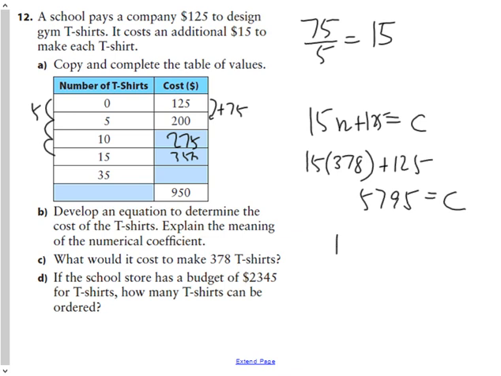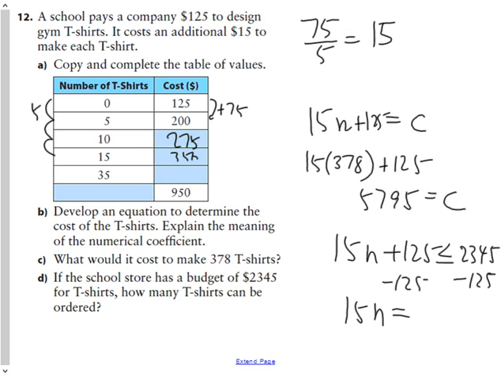It says the school has a budget of $2,345. How many t-shirts can be ordered? Take your same equation, but the cost is going to be no more than 2,345. In actuality, we can go back to the last one. The cost has to be less than or equal to, really. So really what we have here is an inequality, not an equality, right? And if we isolate it, we get 15 times the number of t-shirts will be less than or equal to 2220.